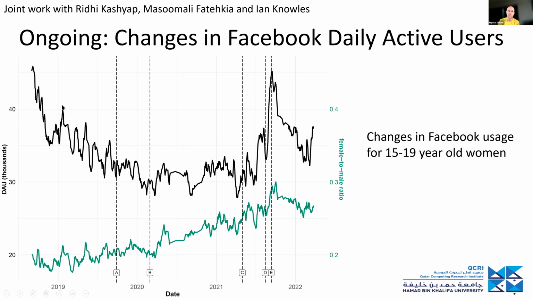On black is the raw number, and then in this turquoise-greenish color, you have the female to male ratio. So not only are there now more women or young girls on Facebook than there were before, but they're also making up a bigger percentage of the total compared to boys in the age range. So this is an interesting observation, and again, it's hard to do this kind of analysis using other data sources.